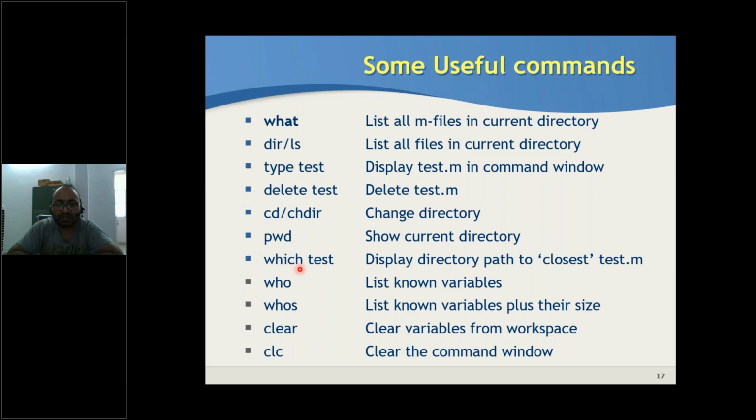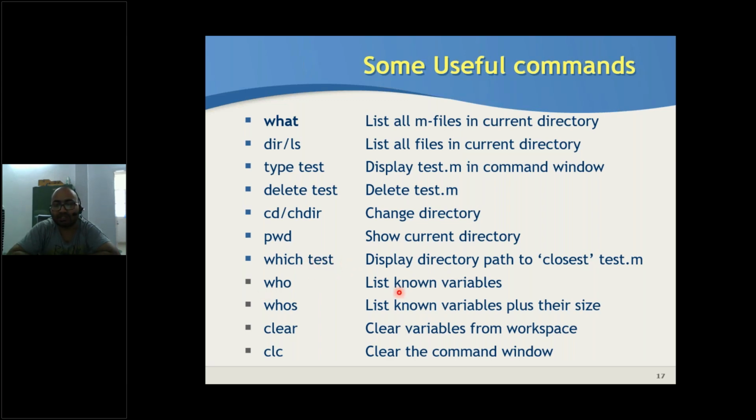Okay. Then the next command is which test. It will display the directory path to the closest test.m file. So if you want to get the information of the directory of that particular test.m file, you just need to type which space the name of that particular M file.